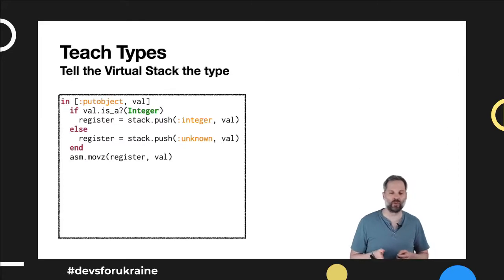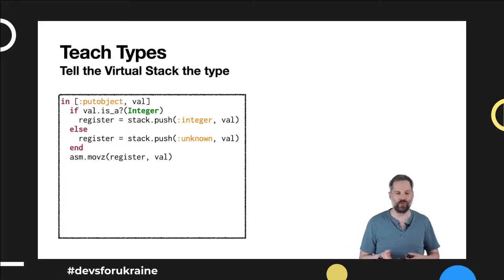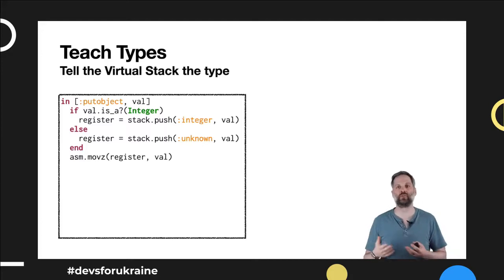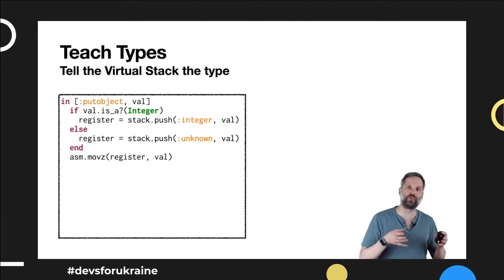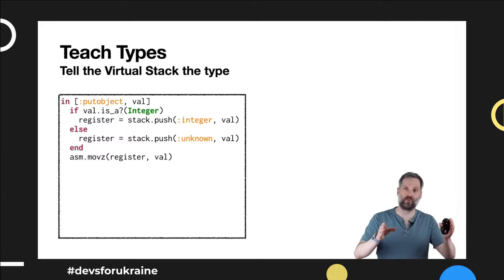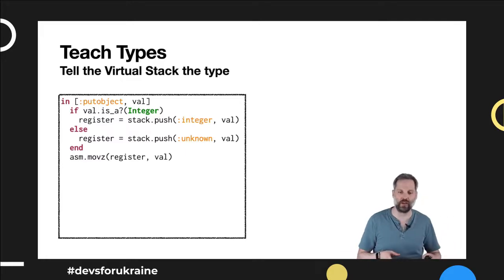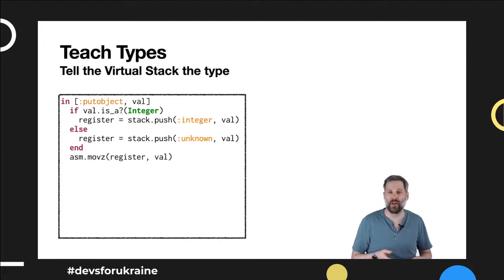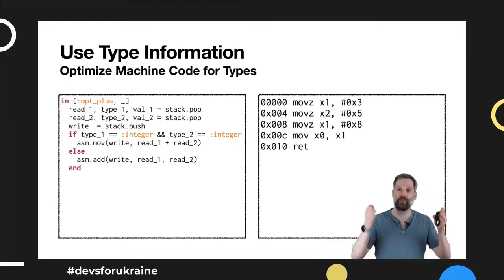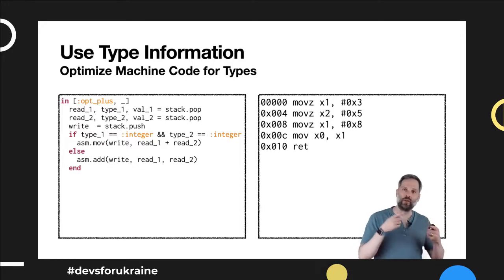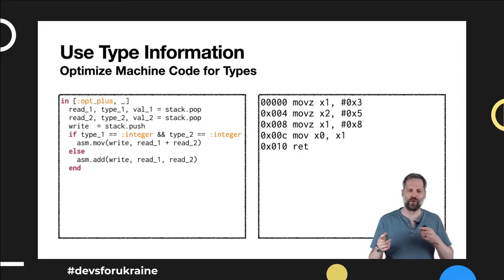The other thing that we can do is we can teach types to this virtual stack. In this case, we are pushing integer literals onto the stack. When we push those literals onto the stack, we can say, hey, virtual stack, I'm pushing an integer literal. So we'll push the int literal 5 and we'll push the int literal 3. And why would we want to do this? The reason is because, for example, in this opt plus instruction where we're popping the two values off, we can look at the types and say, oh, those two are actually integers. They're just integers.